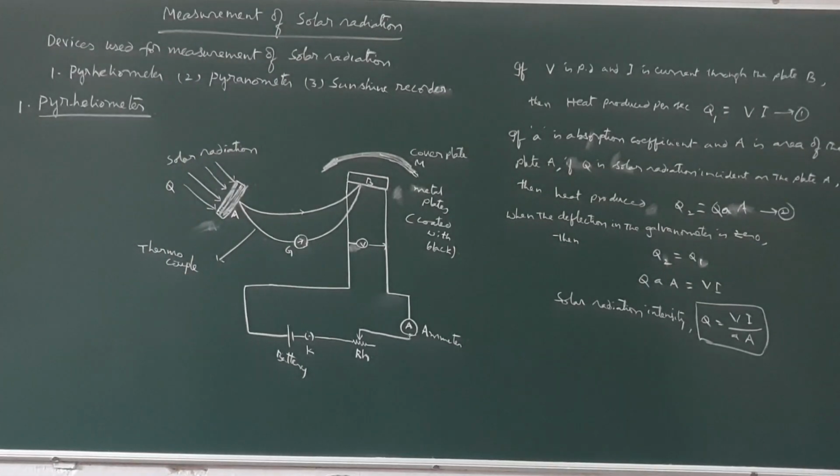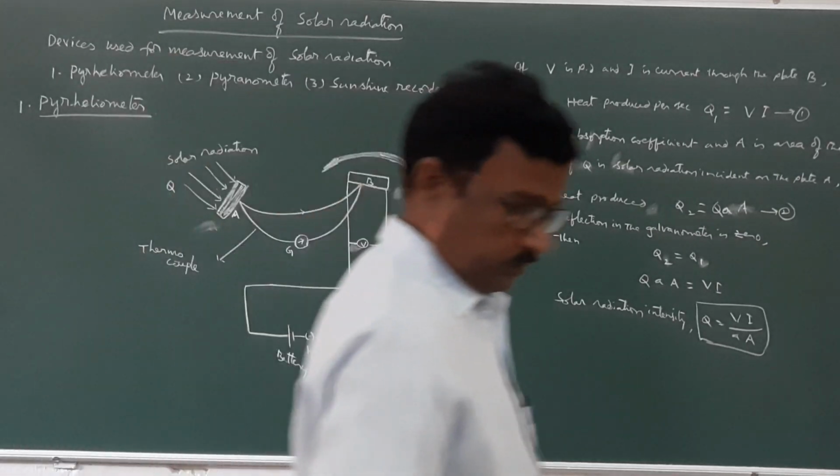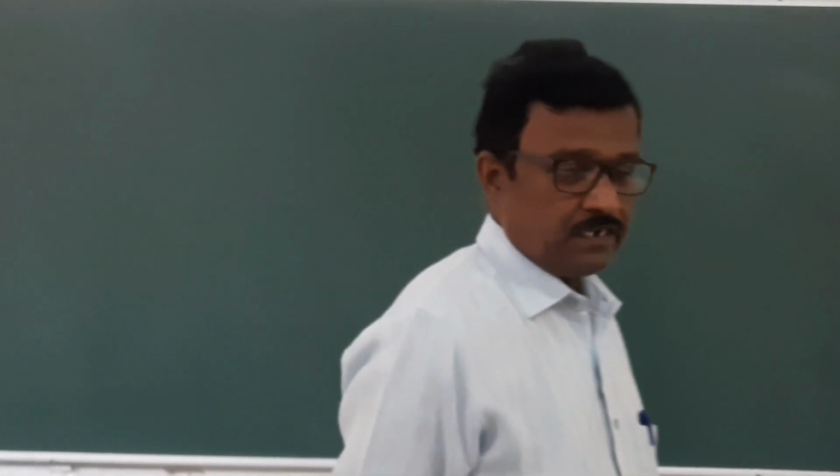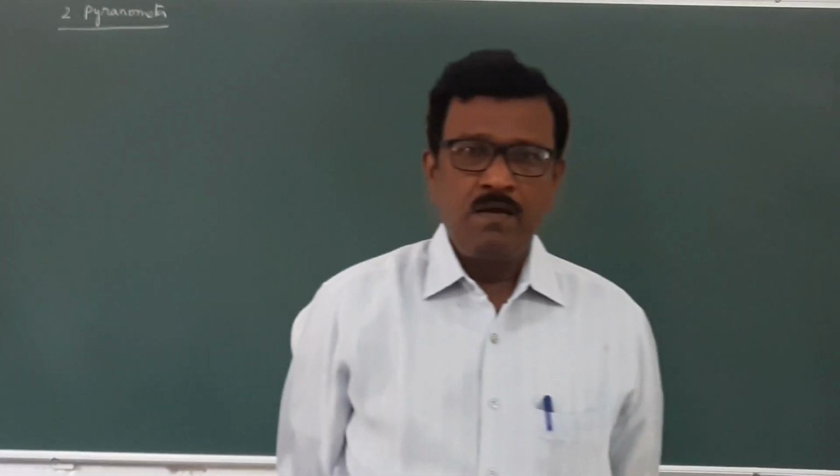Now, this is the pyrheliometer. Now, let us discuss another device that is used for measurement of solar radiation, that is called the pyranometer. The second device is called the pyranometer. The earlier one is pyrheliometer. This one is called pyranometer.